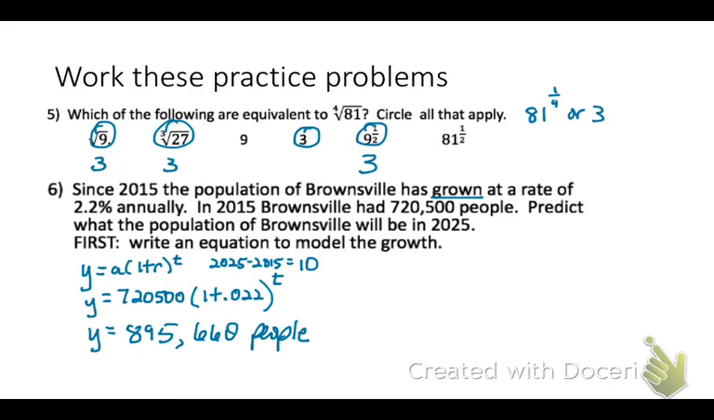I'm going to round to the nearest person. And so in this case, I need to round up. So that would be 895,660 people. That's my prediction.